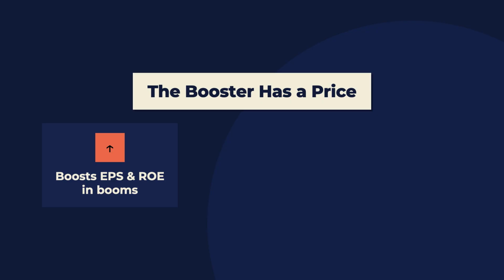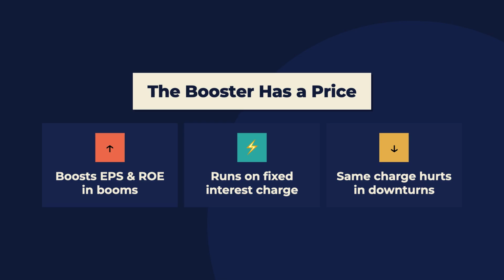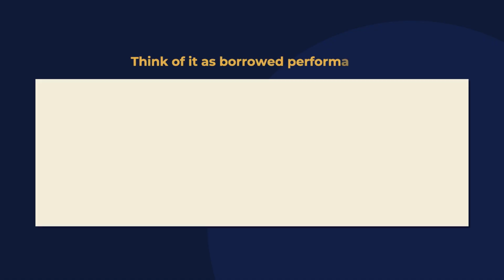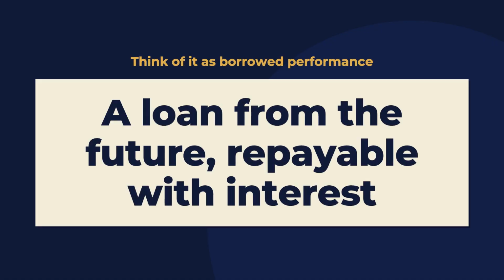It appears only when operating profit is high and rising, and it borrows against the same fixed charge that will punish the firm if profit later falls. The disciplined way to see this upside is as a loan drawn from the future, collected happily in good years, but repayable with interest whenever the cycle turns.